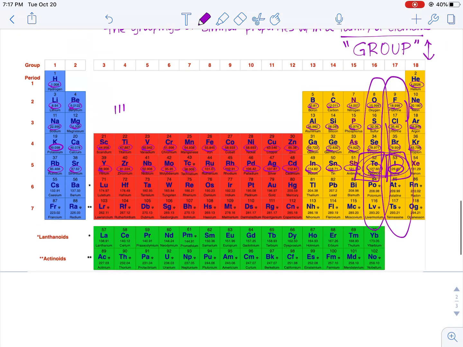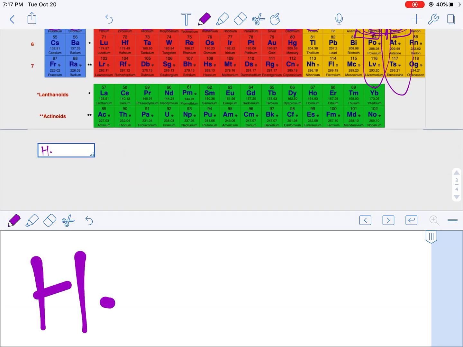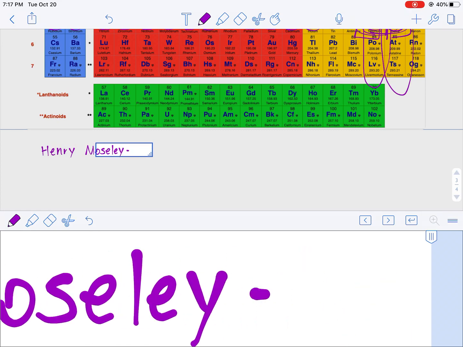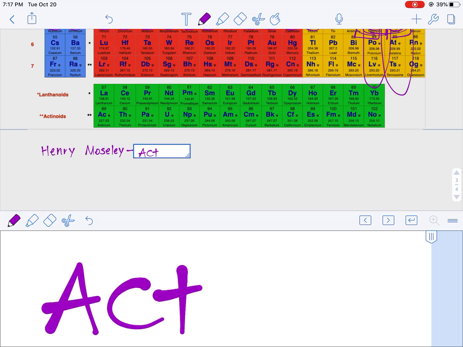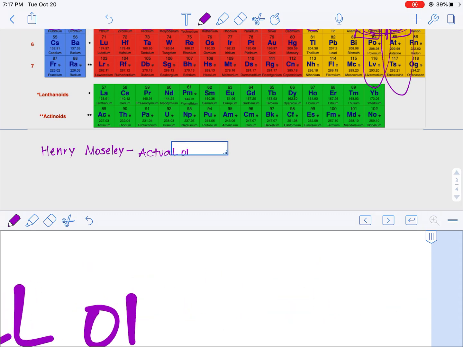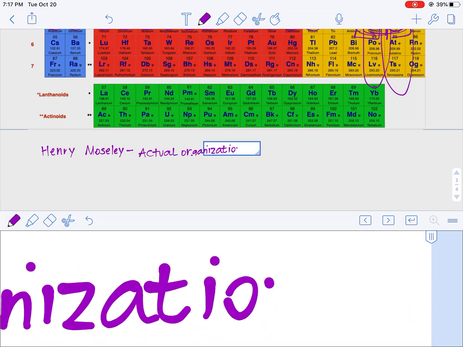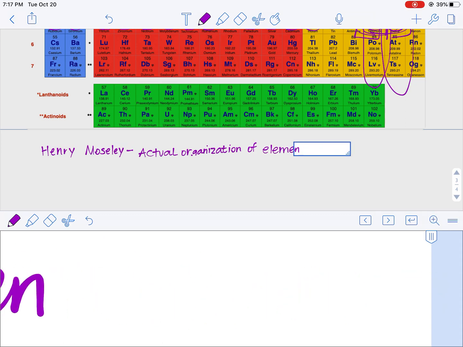is the next scientist whose name we need to discuss. Where's my box? Here it is. Henry Moseley is the scientist who's given credit with coining or discovering the actual organization of elements on the periodic table.